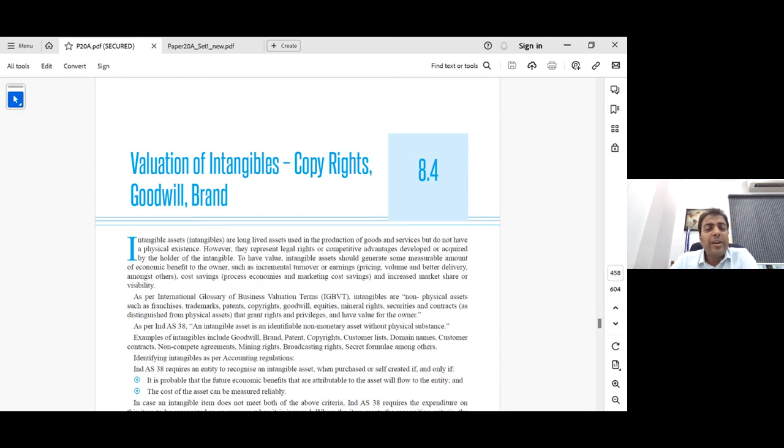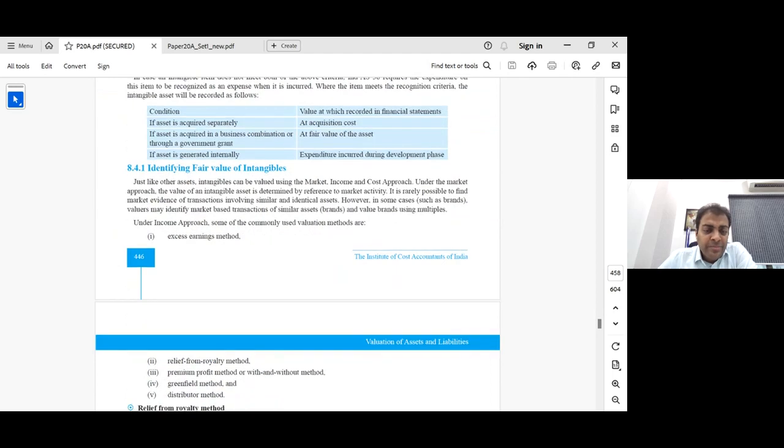Very interesting is going to be valuation of intangibles, where you will take copyrights, goodwill and brand. Now they all might sound similar, but they're very, very different. Many people confuse valuation of goodwill and brand. You understand this very well from this chapter. It's covered very well here.